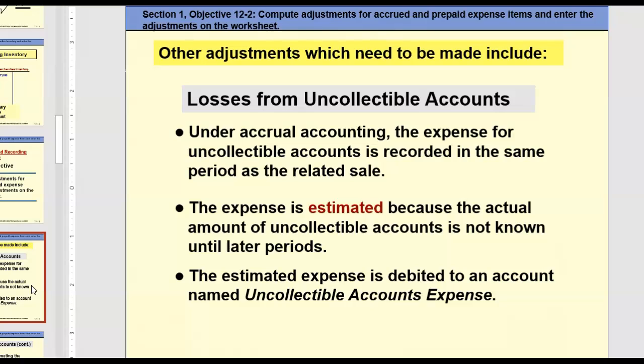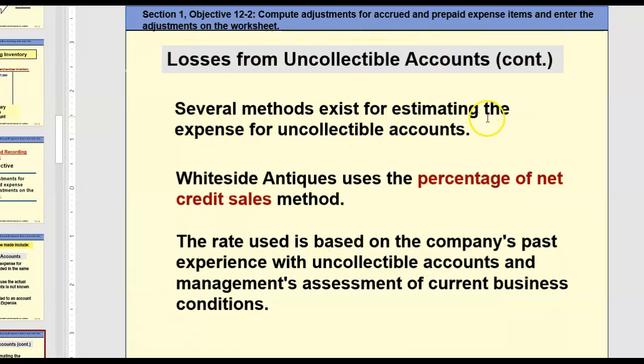Most in this scenario, they're going to guess that 8% of the people are not going to pay their accounts payable or accounts receivable. So we estimate it. So how do we estimate it? We don't just pull a number out of the air. What we do, there are several methods, and in a real accounting textbook, they'll give you about 4 methods that people use to detect how many people are not going to pay.